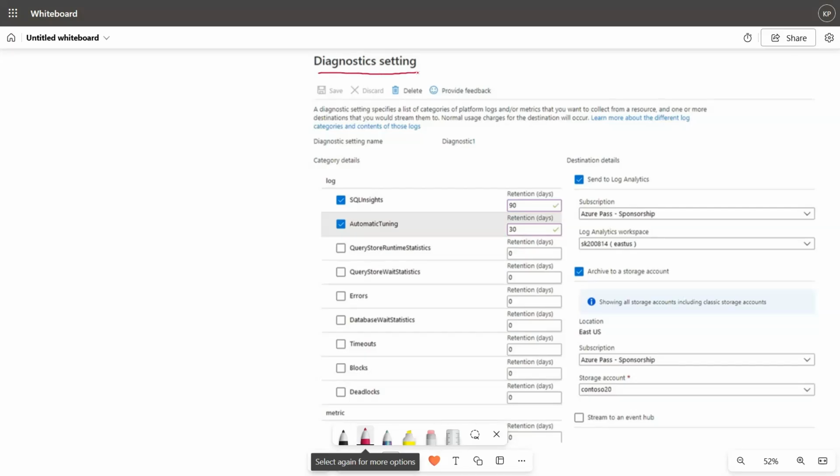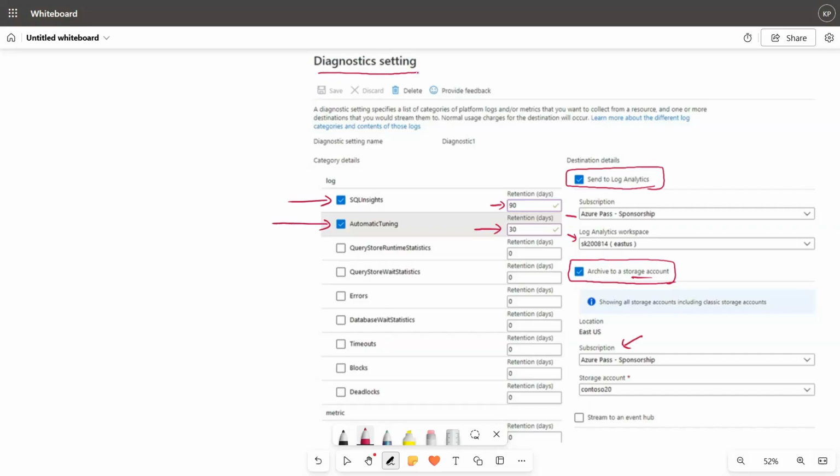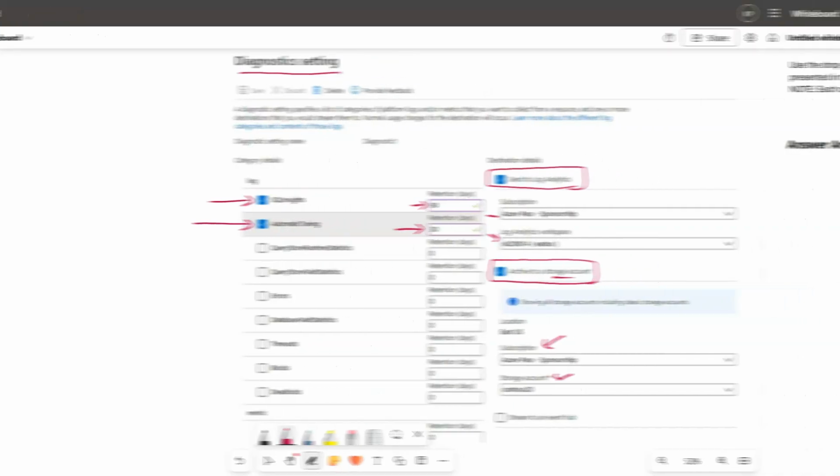Diagnostic settings. The first setting is SQLInsights, and we are going to keep it for 90 days. And automatic tuning, we are going to retain it for 30 days. We are sending the data to Log Analytics in this subscription and this workspace. Also, we are going to archive the data later on to a storage account, and we are going to use this subscription and this storage account.